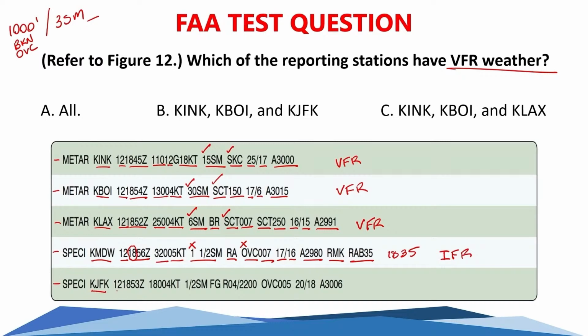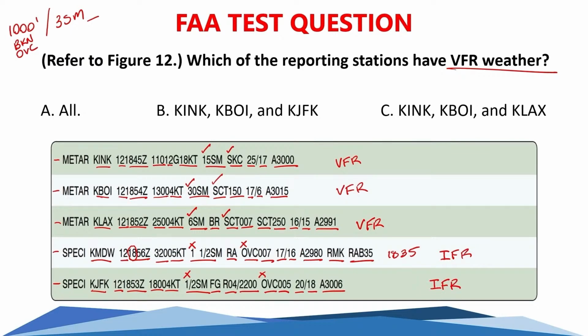And finally, we have Kennedy International Airport, JFK. On the 12th day at 1853 Zulu, the wind is 180 at 4 knots, half a statute mile. That's definitely less than 3, so that's not going to work. We've got fog. We have a runway visibility range on runway 4. We can see a whopping 2,200 feet. Overcast at 500 feet, so that's less than 1,000. And temperature 20, dew point 18, altimeter 3006. So in this case, this one is also IFR.